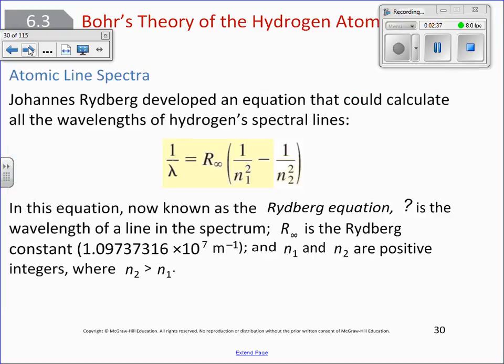So this man named Rydberg developed an equation that could calculate all the wavelengths of hydrogen spectral lines. So you have 1 over the wavelength is equal to the Rydberg constant, that's the R with the infinity subscript, times 1 over N1 squared minus 1 over N2 squared. And lambda is the wavelength of the line in the spectrum. The R with the subscript of infinity is the Rydberg constant. It's 1.09737316 times 10 to the 7th per meter. And N1 and N2 are positive integers where N2 is greater than N1.